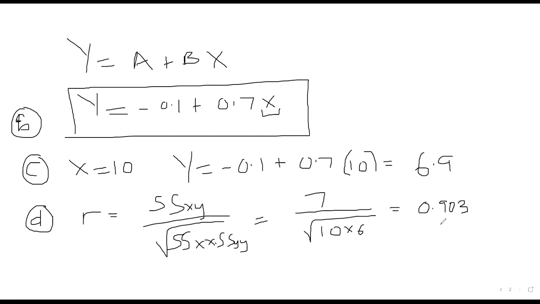So when you put this here, you're going to get 0.903. So this is what we call our correlation coefficient. So this means that x and y are positively related. Then when you square that, we're going to get 0.816. So this means that what? 81.6% of y is affected by x.